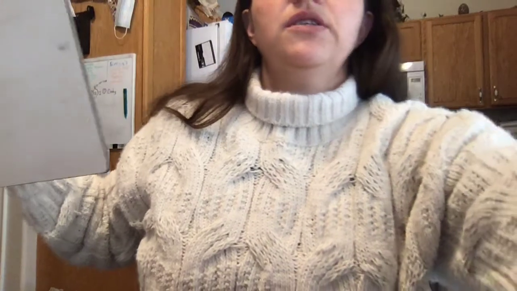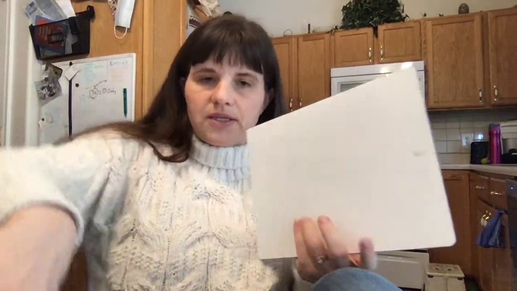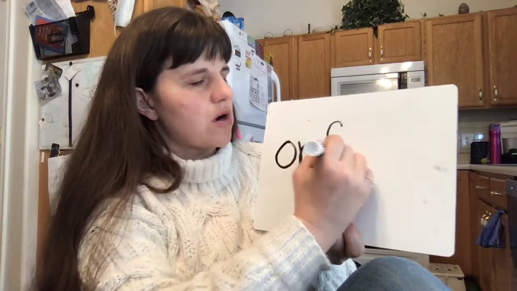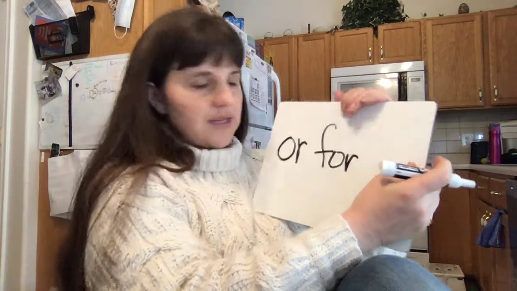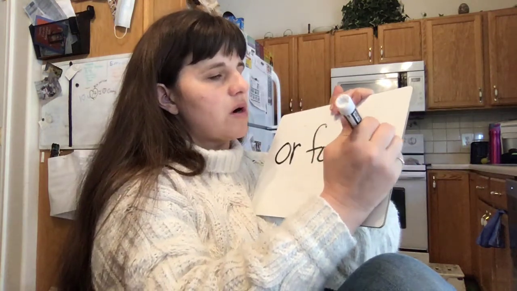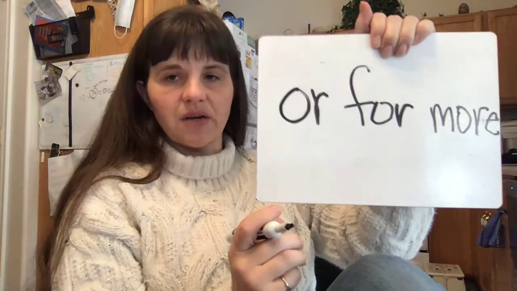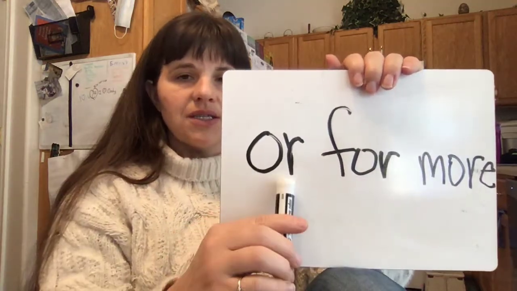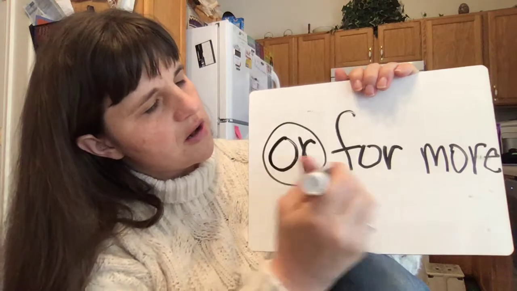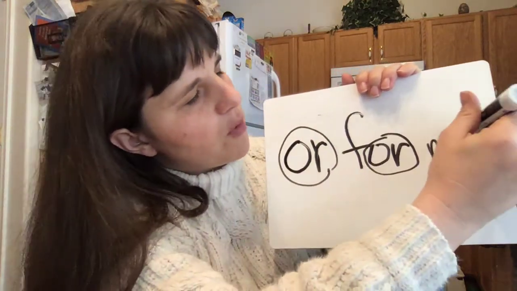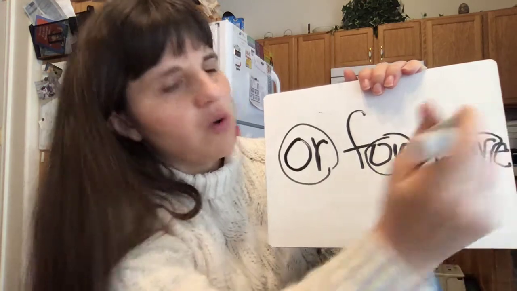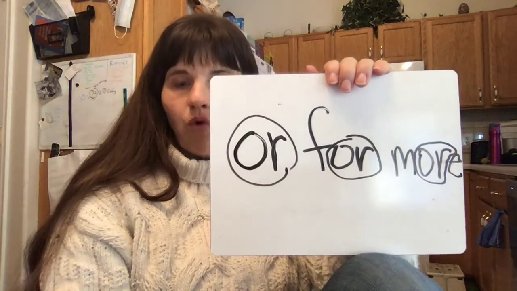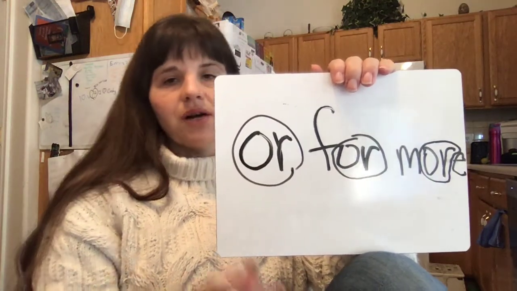Let's look at our 3 sight words. Now that we've done one of them, you might notice something. We've got or, for, and what's our last one? More. We talked about this before we left on Monday. You should notice that there's something special going on. OR is in all of these. Or, for, more. All of these have my OR in them. Another thing you might notice is that they rhyme. Or, for, more.